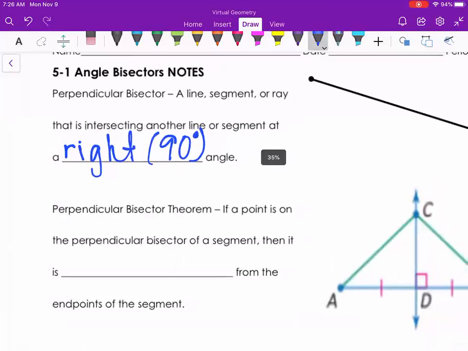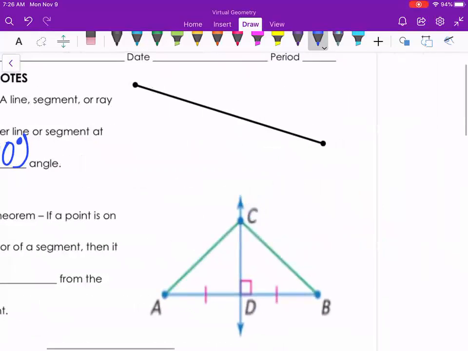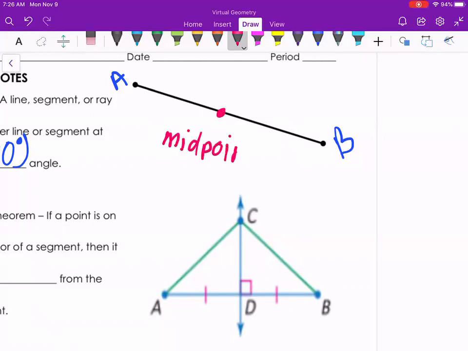So if I come over and look at this picture, I have my segment here, and we're going to call this segment AB. If I'm going to create the perpendicular bisector, it has to intersect this segment. First off, bisecting means it's intersecting at the midpoint. So I need a midpoint here. And again, if that is the middle, I want to make sure I have my congruent dashes on either side of that.